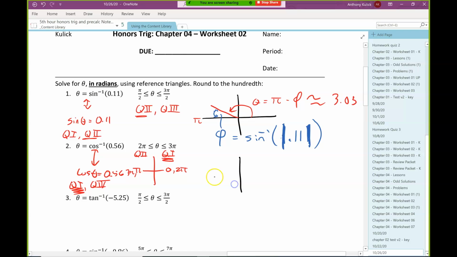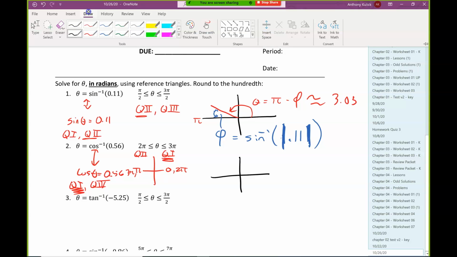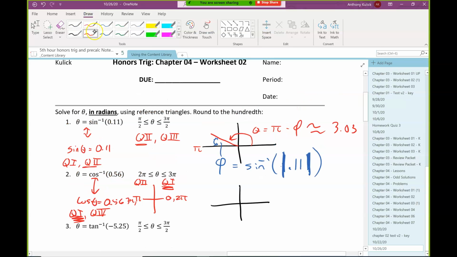So now I'm going to draw my picture. I know my angle that I'm drawing is in quadrant 1. But it's actually going to be going around like this. Since my answer needs to be between 2 pi and 3 pi, I need more than one full rotation around before I get to my angle.